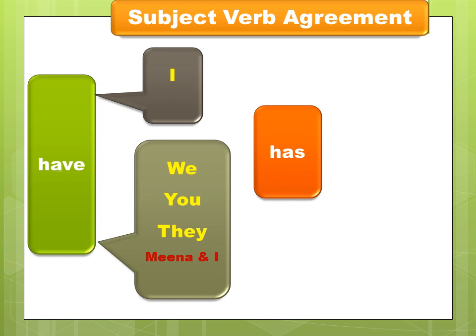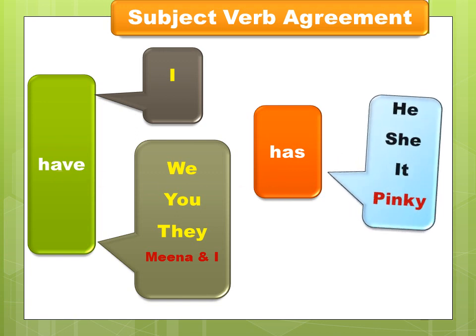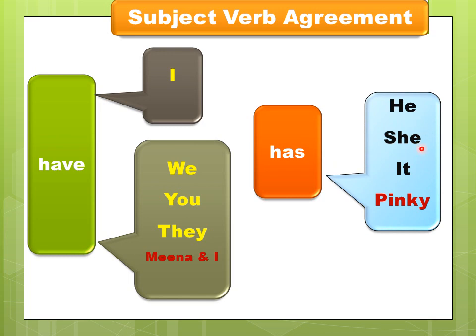Now let's see about has. Here we have the singular pronoun and the singular noun. He has, she has, it has, Pinky has. So you need to learn how to use the pronouns or the nouns with the to be verbs.